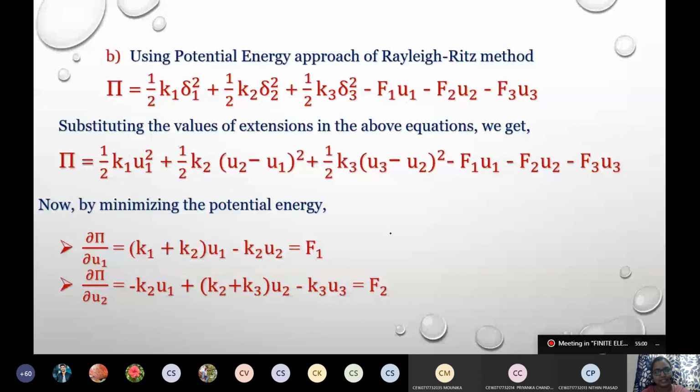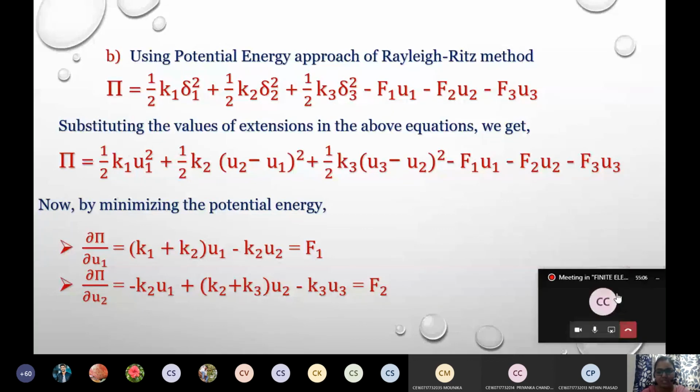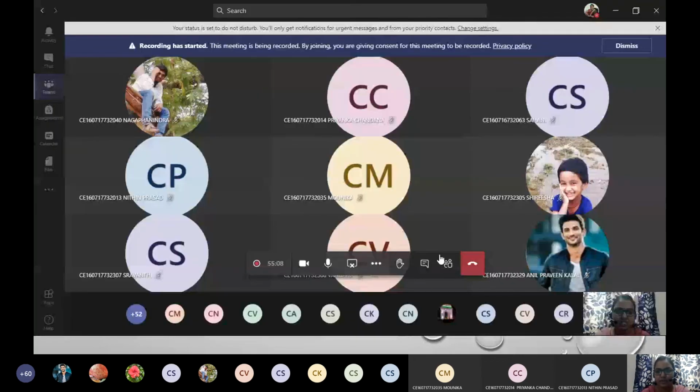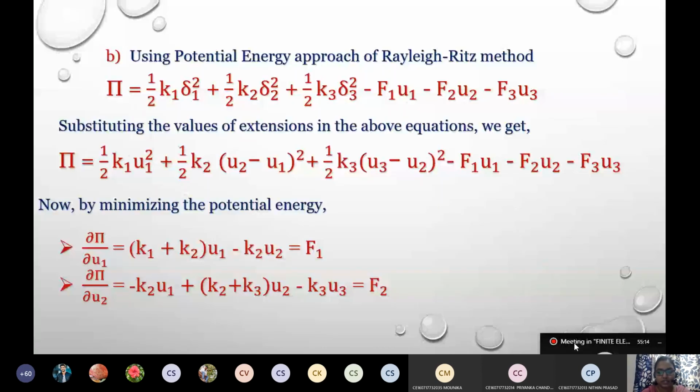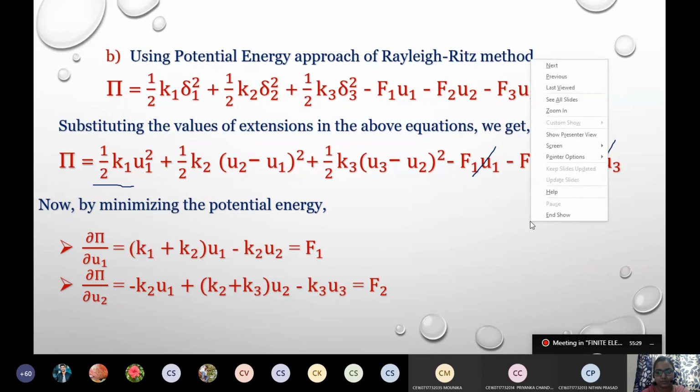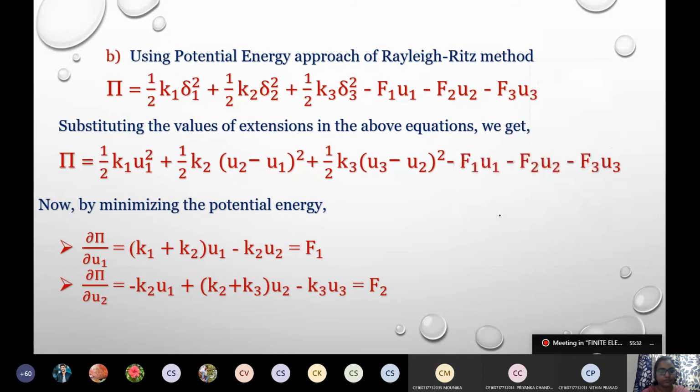Anyone? Yes, please. Partial differentiation should not be a big task. Partial differentiation is just where you have those terms you have to differentiate. The rest of the terms would be 0 directly. So when you're doing it with U2, this term will be 0. Here you can have a term here. This term will be 0 and this term will be 0. So you have to differentiate only these three terms. Anyone who could get this equation?